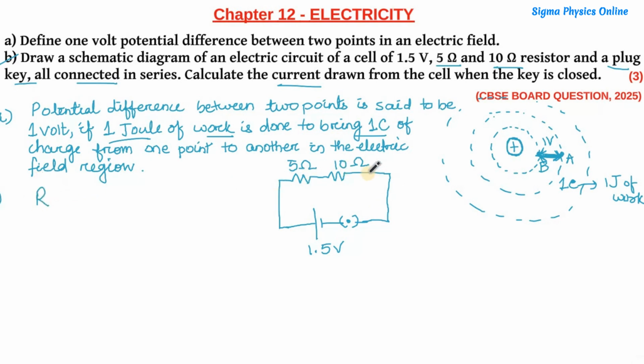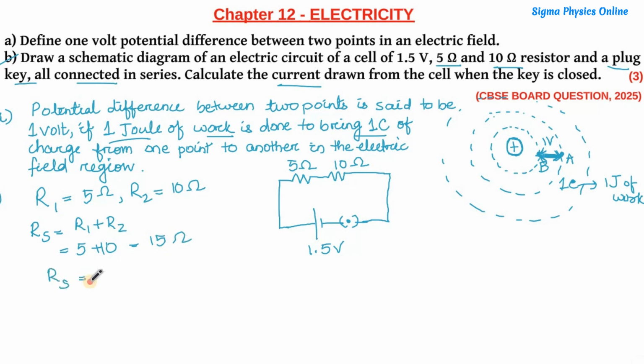So the resistors 5 ohm and 10 ohm are connected in series. So let me write down R1 is 5 ohm, R2 is 10 ohm. Hence the resistance in series is given by R1 plus R2, which is 5 plus 10, that is 15 ohm. Hence the equivalent resistance of the circuit is 15 ohm. So this is the equivalent resistance RS.